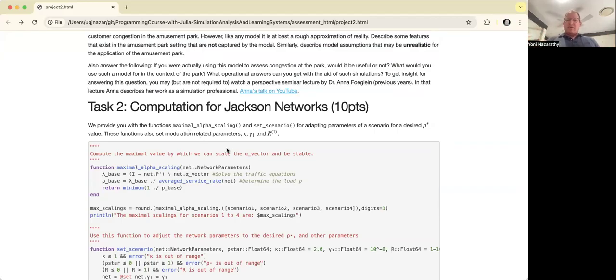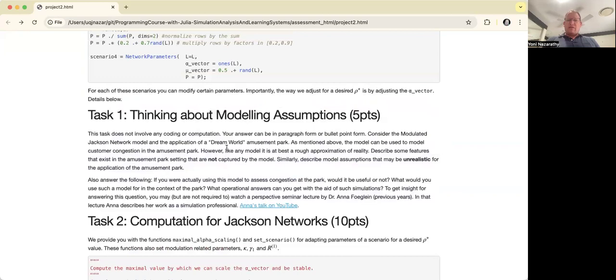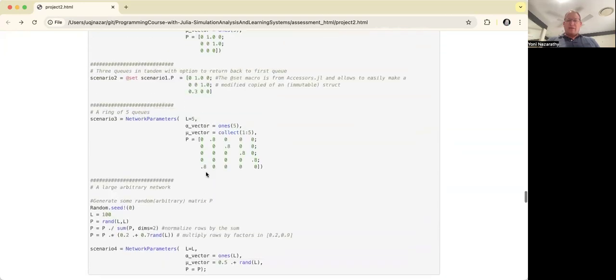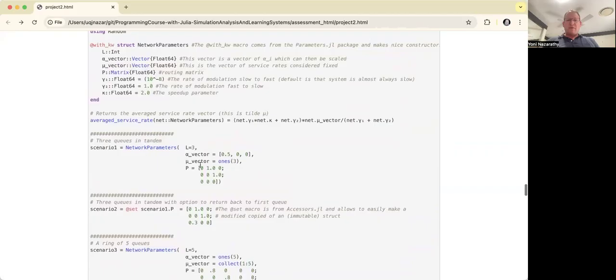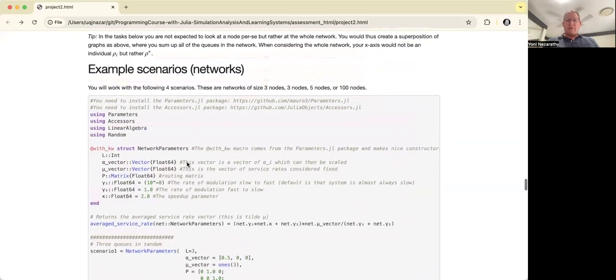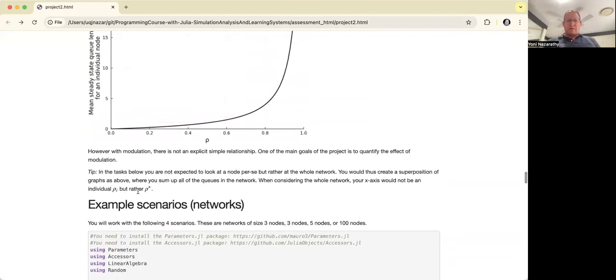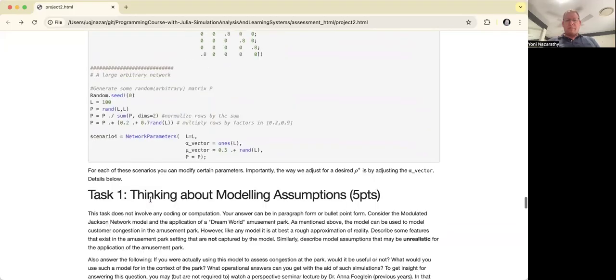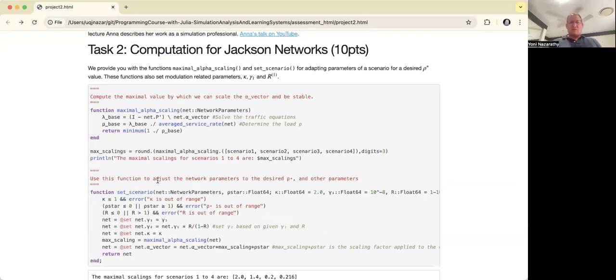And what you're going to do with this task is you're going to actually create parameters here. So these parameters don't speak about rho, about the load. They're not going to speak about rho star nor about rho. So we give you this extra code, which does the following.